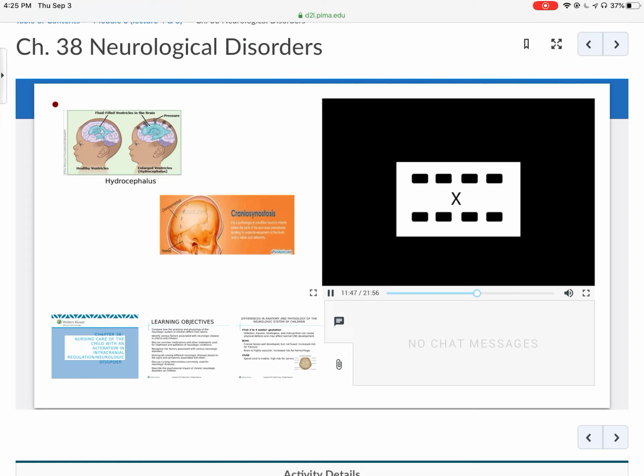Craniosynostosis is where the sutures fuse too early, and so that stunts brain growth.